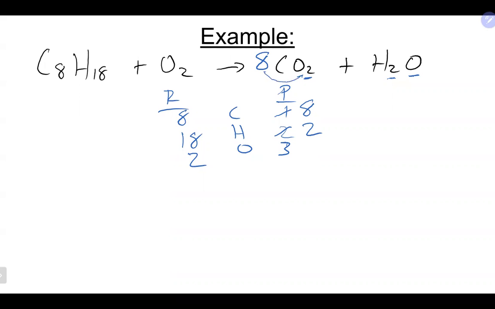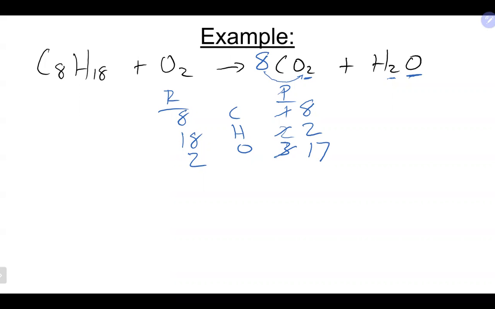8 times 2 is 16, plus one more over here gives me 17. All right. Now, hydrogen and oxygen are unbalanced, but in this case, I got oxygen and a couple of things on the right, and I got really just hydrogen and one thing on the right. So that seems a lot easier to fix first. So why don't we fix the hydrogen here?